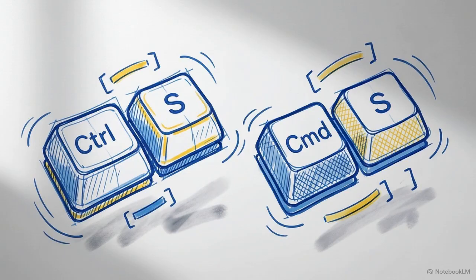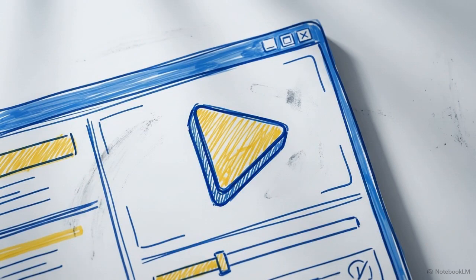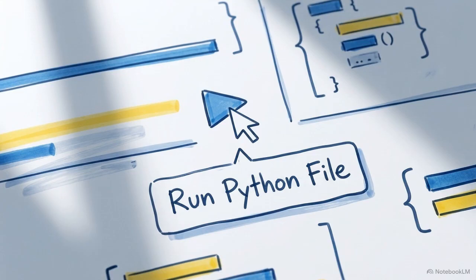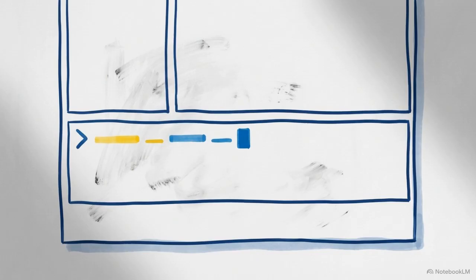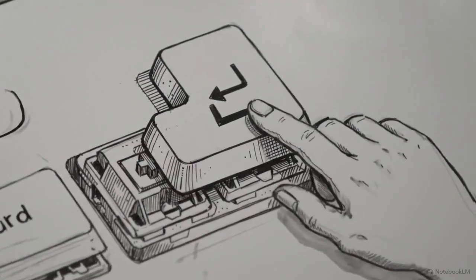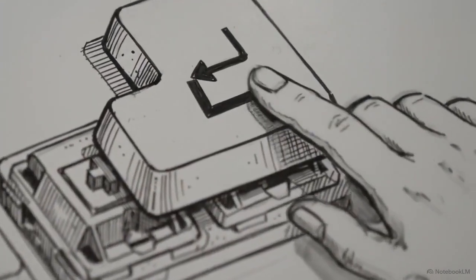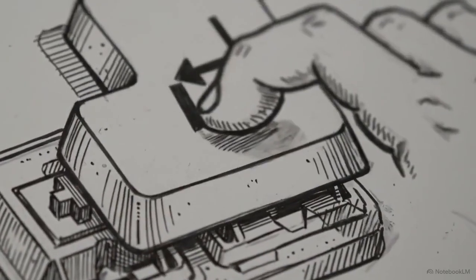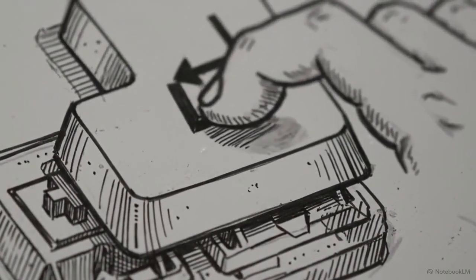Press Ctrl+S on Windows or Command+S on a Mac. To execute the script, locate the play button in the top right corner of the editor interface that says Run Python File and click it. Direct your attention downward. An integrated terminal window has opened, and your program is paused, waiting for you to provide the input. Click into that terminal prompt, type your name, and strike the Enter key.